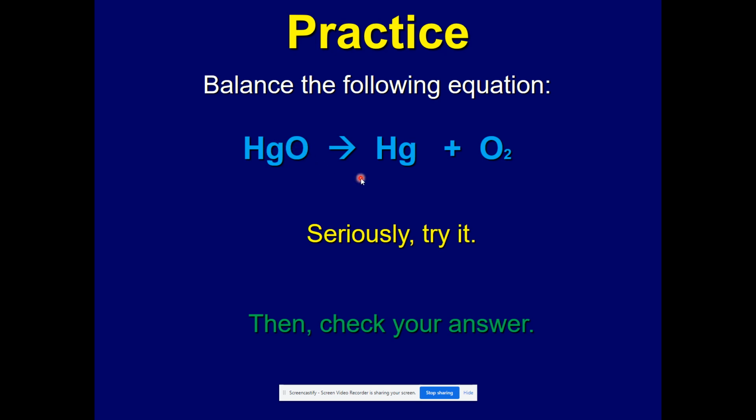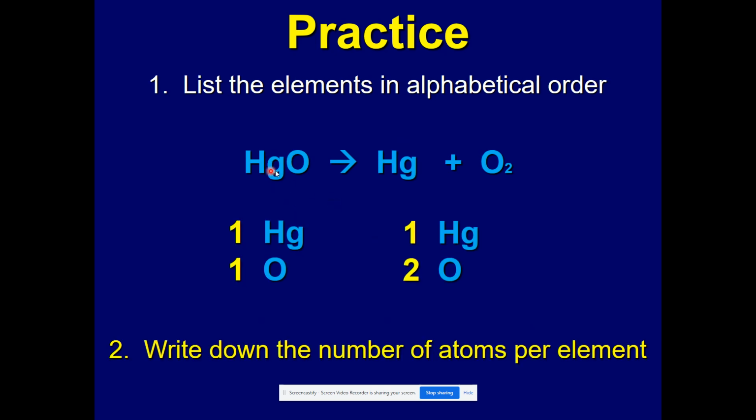So the first step we would do is write these down alphabetically. So Hg comes first, and then oxygen. And then the second step, we're going to write down the numbers per element. So there's 1 mercury atom and there's 1 oxygen atom on the reactant side.